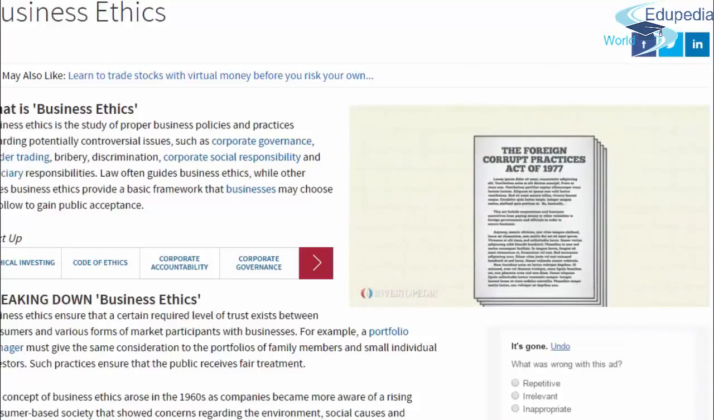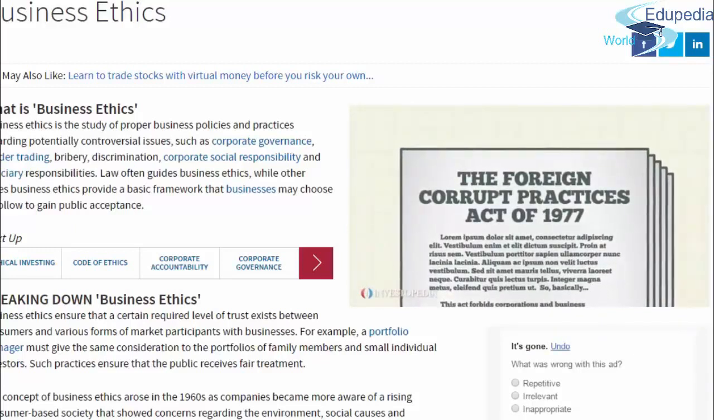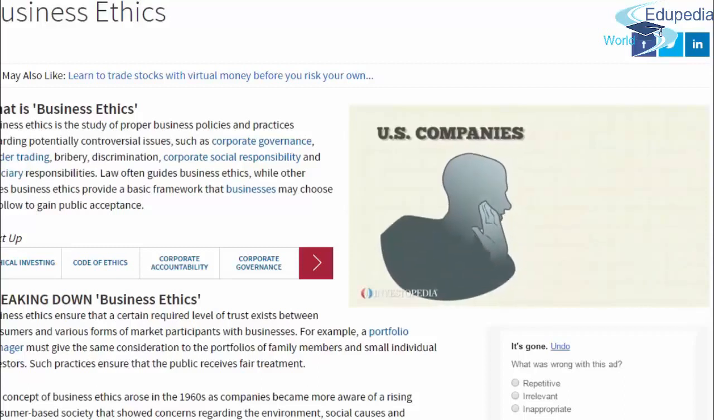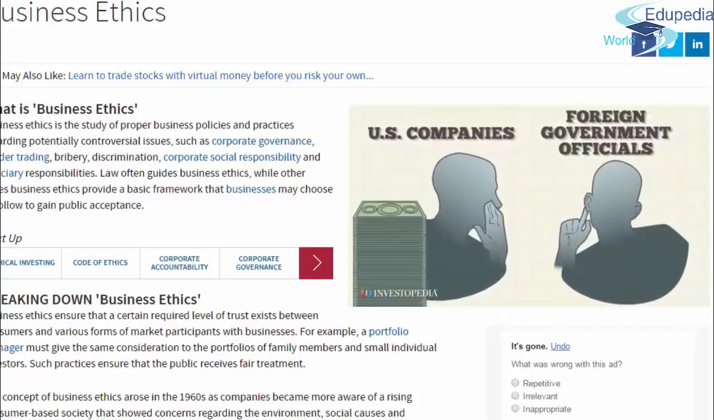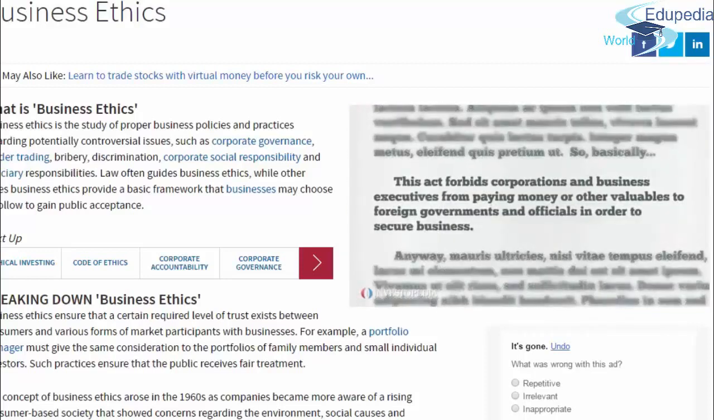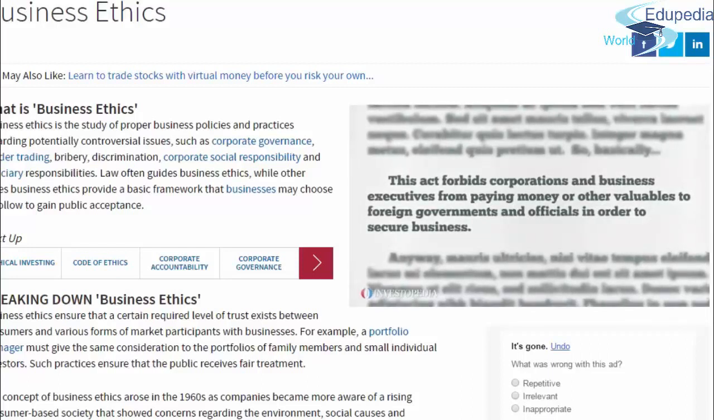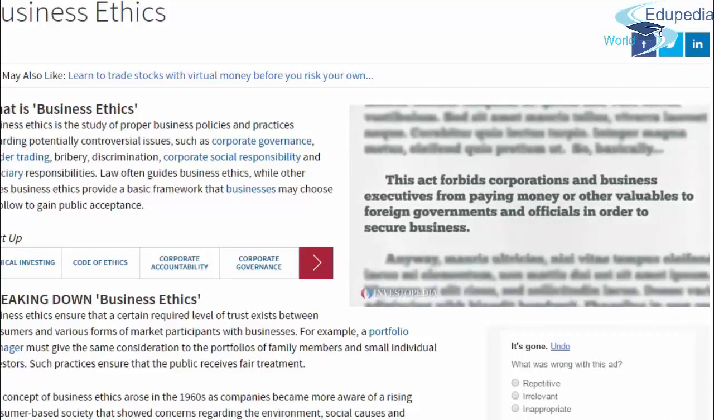The Foreign Corrupt Practices Act was created in 1977 in response to a rash of U.S. companies bribing foreign government officials to award contracts to their businesses. The Act forbids corporations and business executives from paying money or other valuables to foreign governments and officials in order to secure business.